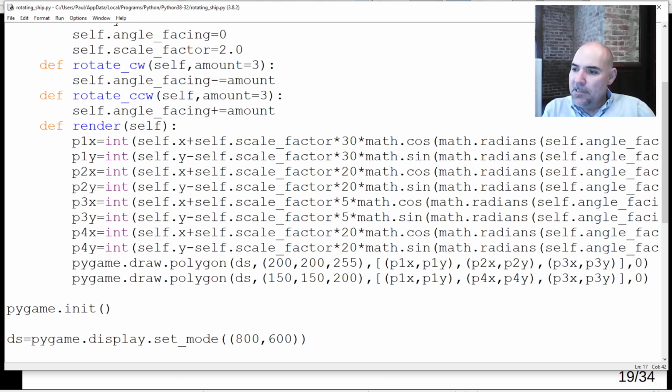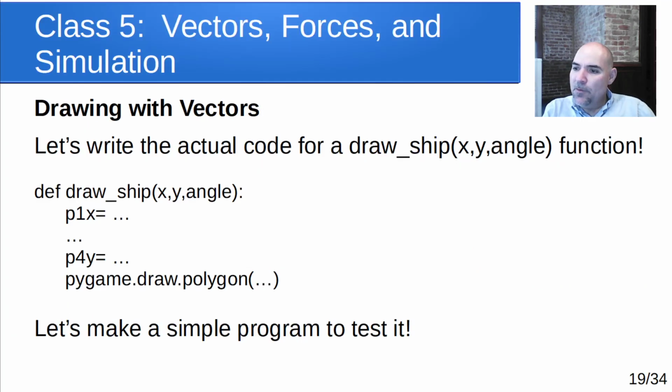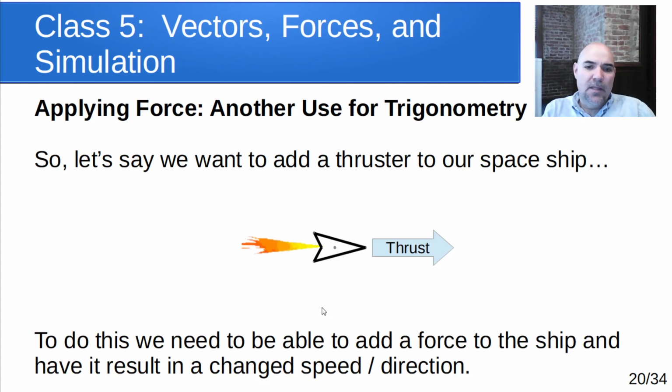And we're going to come back to this code and add some other stuff to it in a little bit. So here, back to the code, we did that. That's all good. Now, the second thing that I want to do today is use trigonometry for another purpose. And that other purpose is adding like a thrust force to our ship.